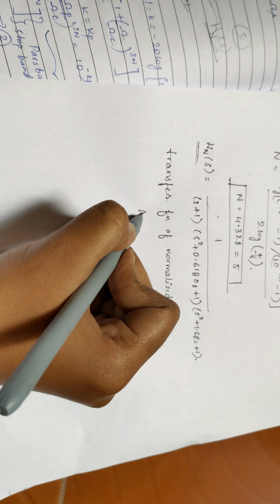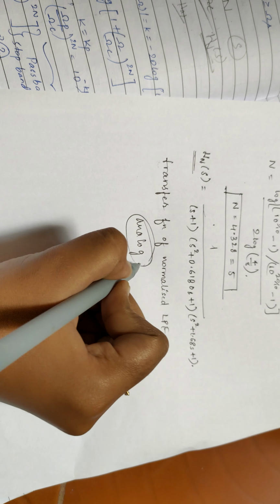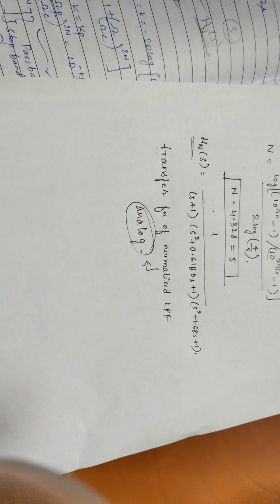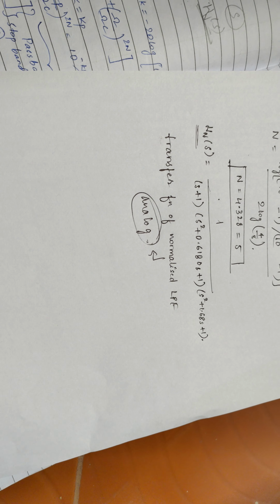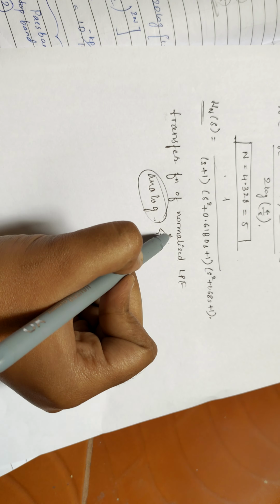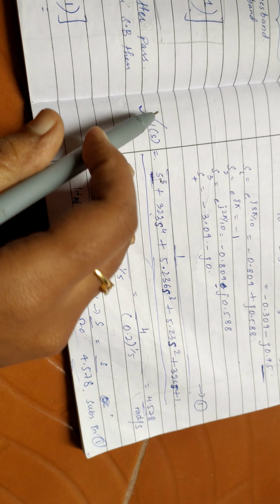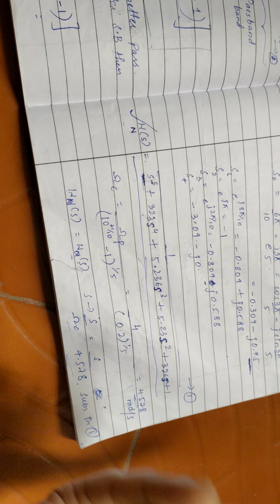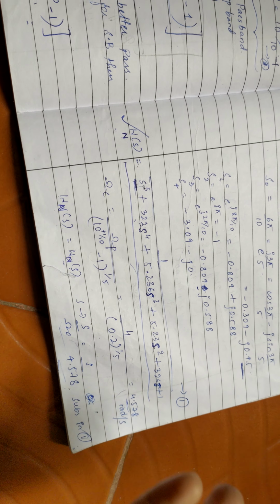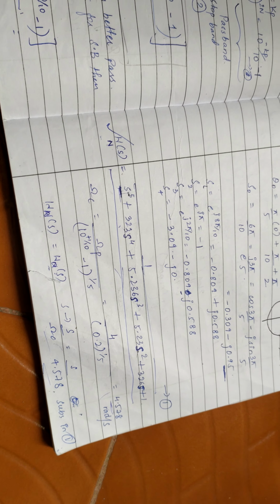But we want the analog low pass filter. This is what is asked in the question. From normalized, we want analog. It is low pass only. You don't need to change it to high pass, band pass or band stop. You have to change this normalized low pass into analog low pass. So to change this normalized low pass transfer function into the analog transfer function, first we need one more thing, that is the cutoff frequency.